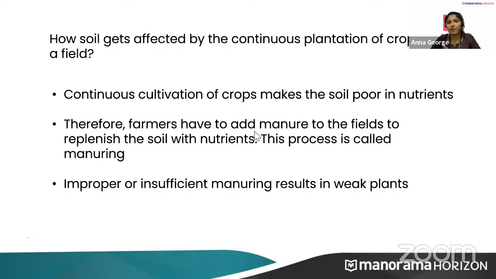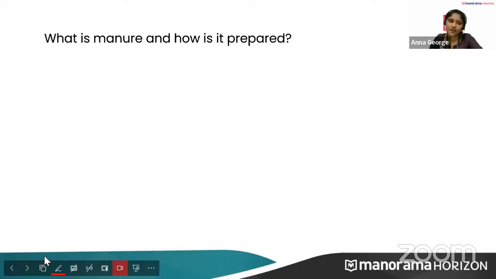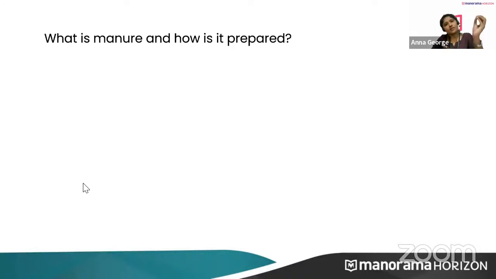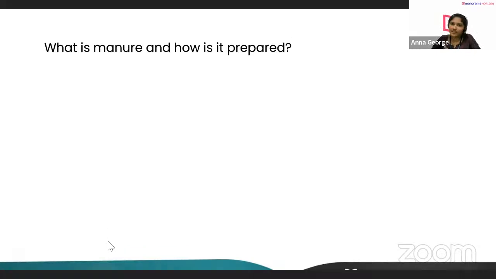Therefore, farmers have to add manure to the fields to replenish the soil with nutrients. This process is called manuring. I have already taught you about this. Improper or insufficient manuring results in weaker plants. Now, what is manure and how is it prepared? You already know that. Manure is an organic substance made from the dead remains of plants and animals. The farmers can just dump these wastes into pits, and it will be turned into manure. They are prepared in the field.